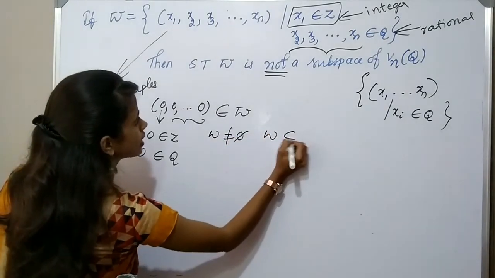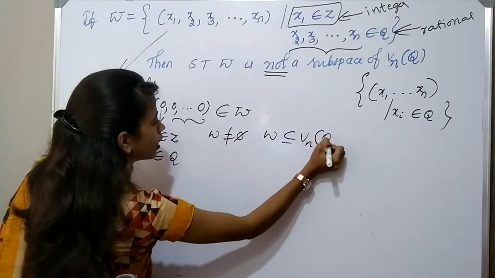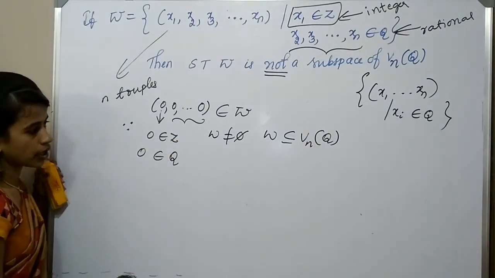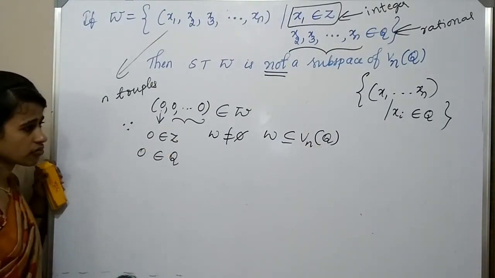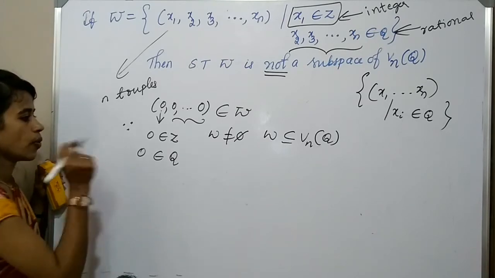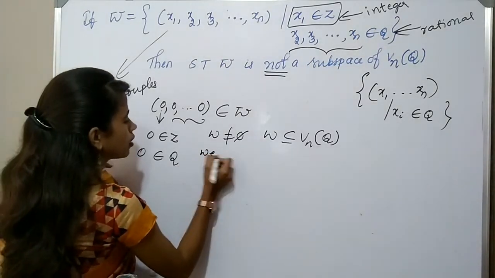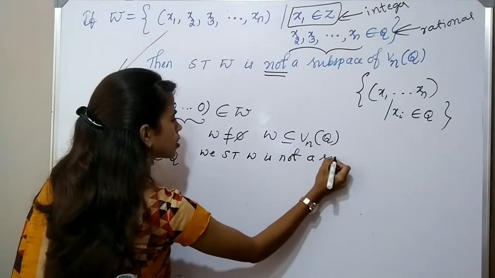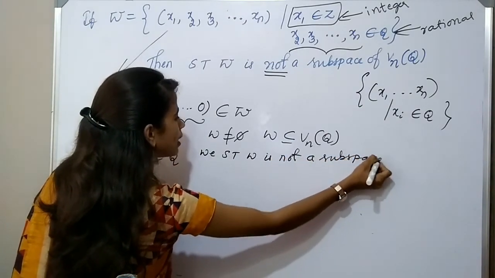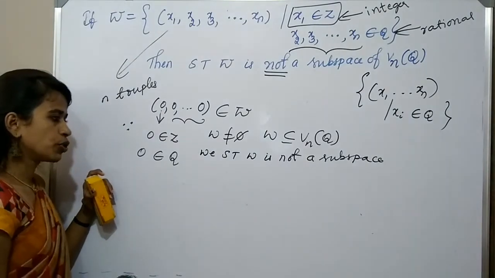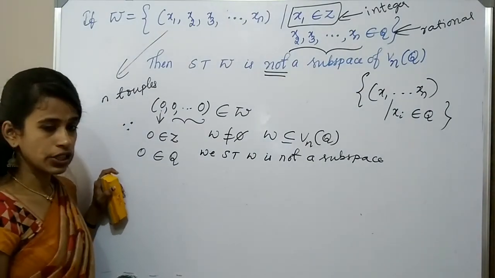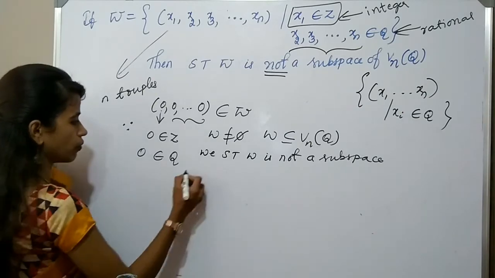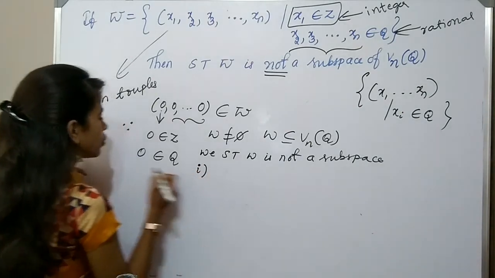In fact, it is a subset of Vn of Q, the set of all n tuples whose coordinates are picked from the rational numbers. So now we show that W is not a subspace. It means we have to show that W does not satisfy at least one of the conditions among vector addition and scalar multiplication. So first, choose alpha and beta.